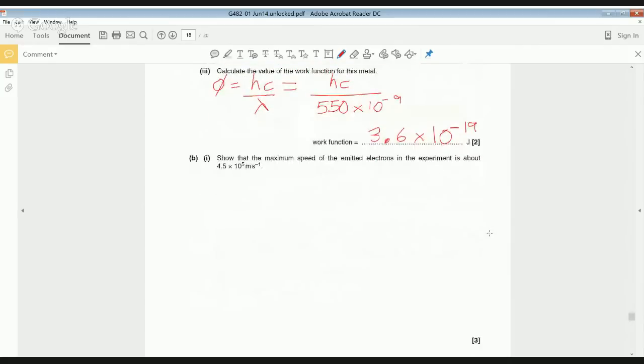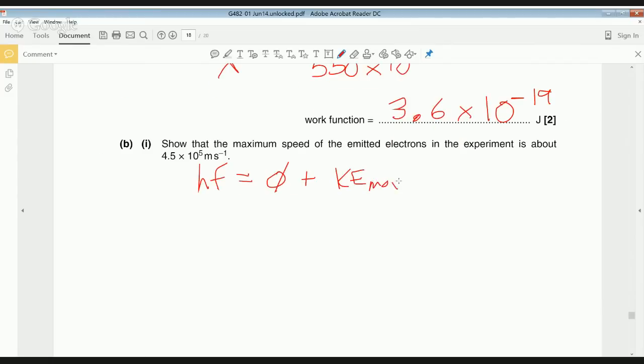Something's gone wrong. B part I, show that the maximum speed of the emitted electrons in the experiment is about 4.5 times 10 to the power of 5 meters per second. Quite a long-winded question, this one, and it's worth 3 marks. We do know that hf equals our work function plus the maximum kinetic energy of the emitted electrons. So that's KE max. Oops.